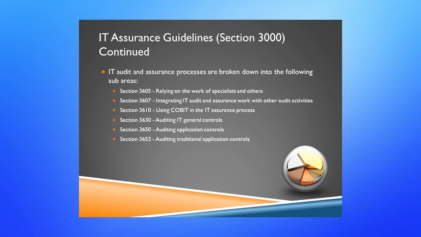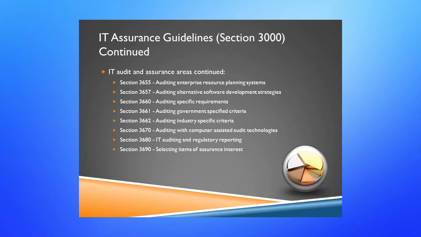So again, guidelines that help you maybe come up with good planning of ways in which you can go about doing the audit of these different types of controls. Some of the other areas that we see in the IT assurance guidelines, again, this is from the ITAF. Remember, a lot of it was built on what we've already looked at with ISACA. Section 3655 would be one of those areas, auditing the enterprise resource planning systems, what we talked about before with the ERP. Section 3657 was an area that dealt with auditing alternative software development strategies.